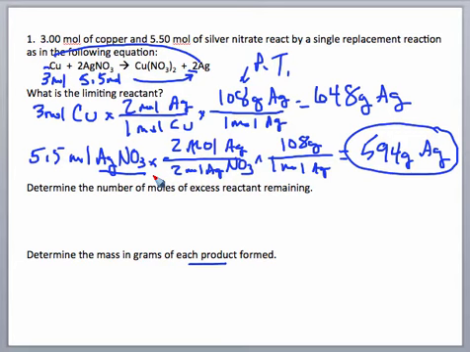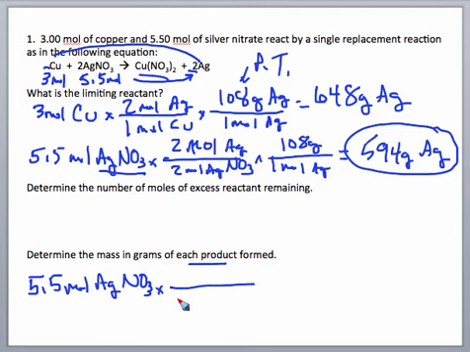So this is the smaller amount, which means the silver nitrate is going to be the limiting reagent. So what we're going to do then is use that limiting reagent to calculate everything else. So since we already found the grams of silver, what we're going to do now is find the grams of the copper nitrate. So we'll start with 5.5 moles silver nitrate.